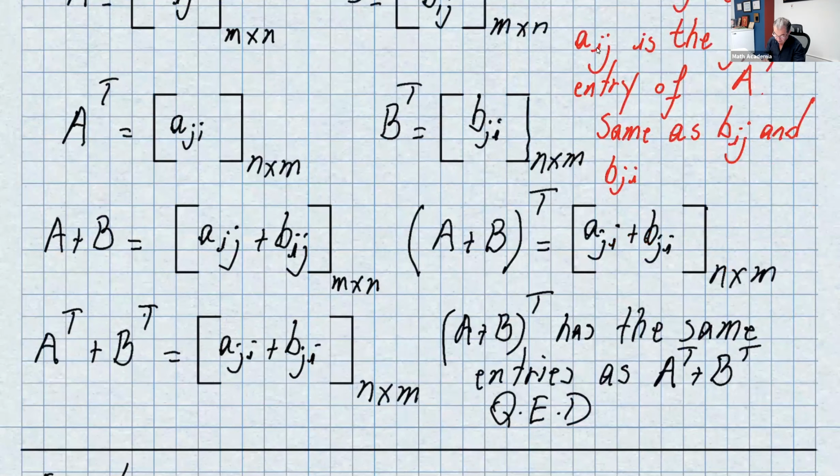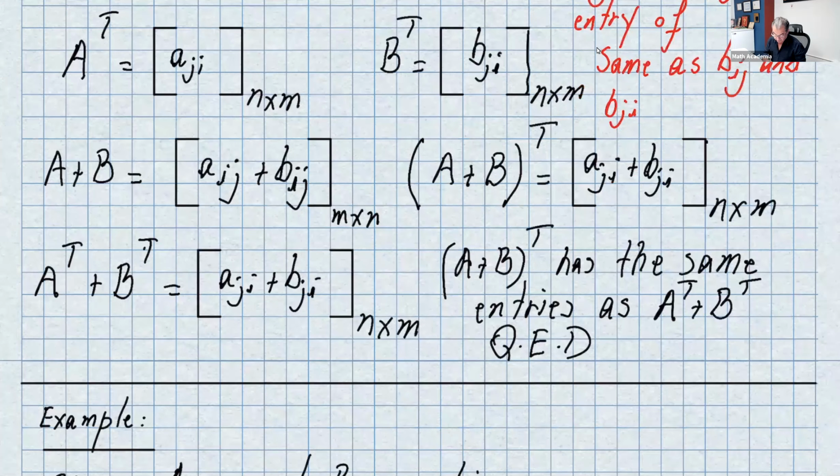So if we use that, it just makes it easier to finish the proof. A plus B transpose, we have seen that before. I just put that again. And this is an n by m matrix. And A transpose plus B transpose, so it's just adding that. And we get this in the jith position. And as we see, we get the exact same answer. So A plus B transpose has the same entries as A transpose plus B transpose.